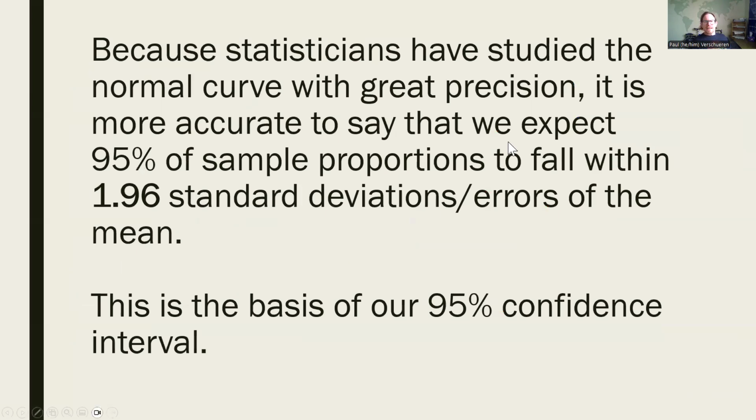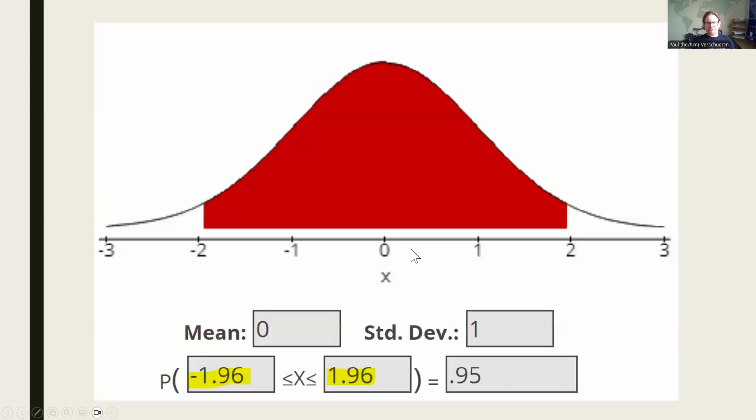Because statisticians have studied the normal curve with great precision, it's more accurate to say that we expect 95% of sample proportions to fall within 1.96. Notice that number 1.96 is very close to 2. The number 2 we've been using is a rounded number. We're going to start using 1.96 because exactly 95% of the theoretical normal curve is 1.96 standard deviations to the left and right. You can see that right there. This is from StatCrunch. If we type in from negative 1.96 to positive 1.96, notice that that gives us 0.95.